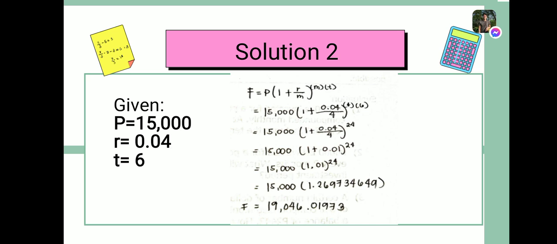And then using our calculators, we will have a final answer of 19,046.01973.